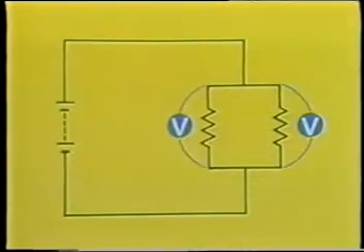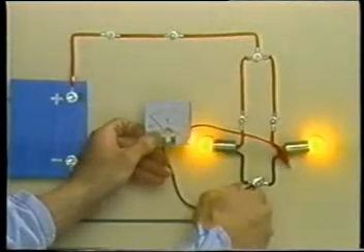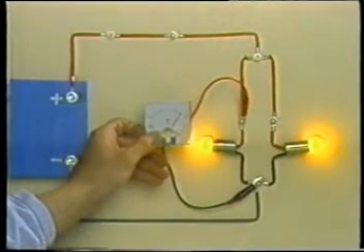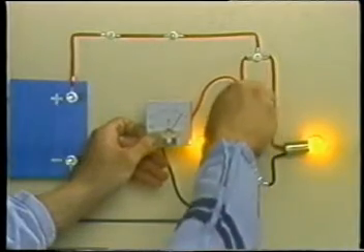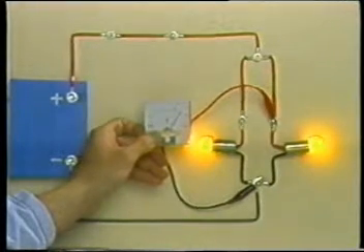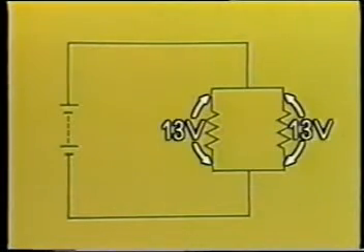First, we measure the voltage at these 2 points. The voltmeter indicates 13 volts at this point. We have 13 volts here also. The voltage is the same at each resistor in a parallel circuit.